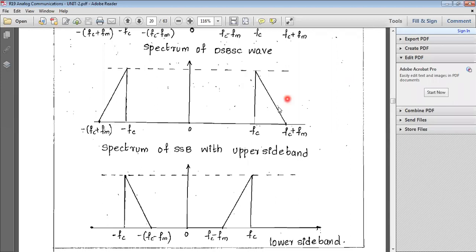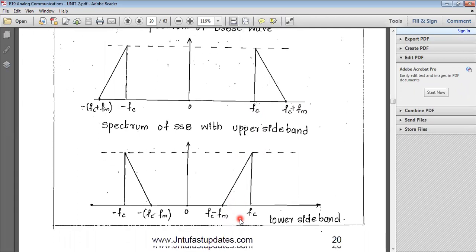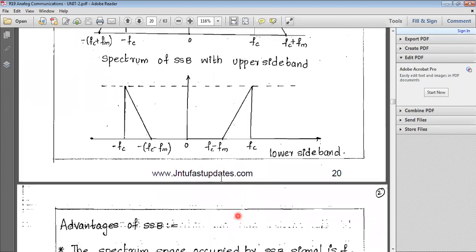So if we observe the spectrum of SSB, here we have only either upper sideband or lower sideband. This is the spectrum of SSB with the upper sideband. Here the carrier is absent, therefore you can mention it with a dotted line. That is FC, FC plus FM. FC is mentioned with the dotted line. Next, in the next diagram, we can observe the SSB with the lower sideband. That is this one, FC minus FM. So we can send the message signal either by USB or LSB.